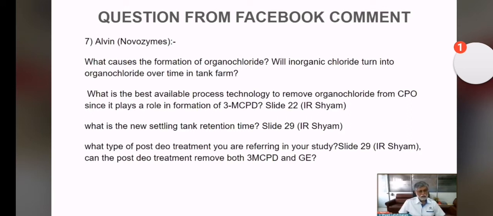Even if you heat it up to 50 degrees, as you normally do to supply to the refinery, or even for shipment purposes, we don't see any pickup in the organochloride. So the inorganic chloride remains basically as inorganic chloride. But again, there could be certain substances that could catalyze that formation, and it could be happening.